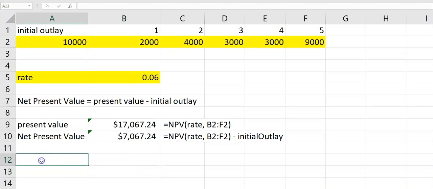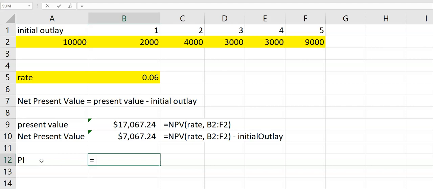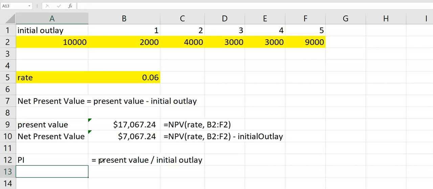I can calculate the profitability index. The profitability index, that's equal to, in general, right? Okay, so the profitability index is the present value divided by initial outlay. It's not a big deal. All it really does is tell you you want the value of the future money to be more than you put out. Right? You want this to be more than 1. It means you get more money than you put in.